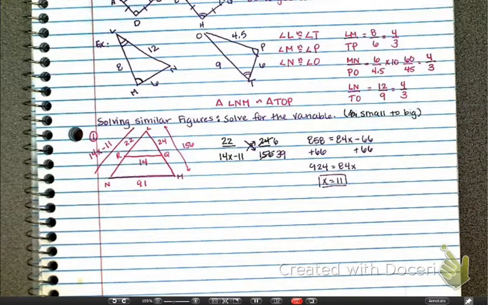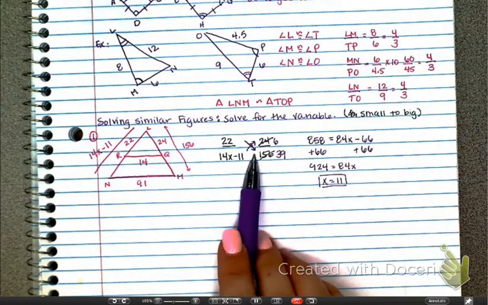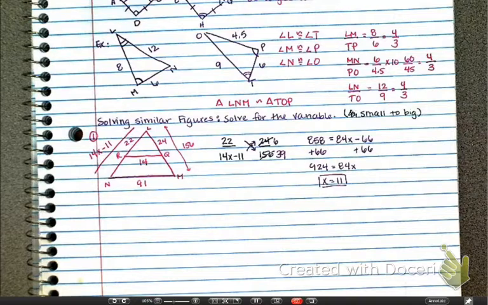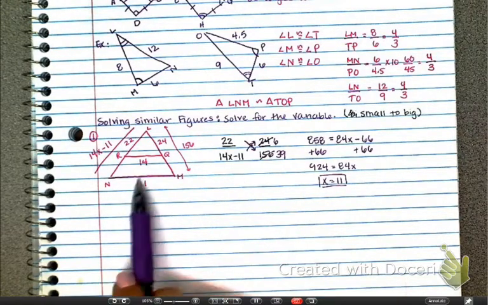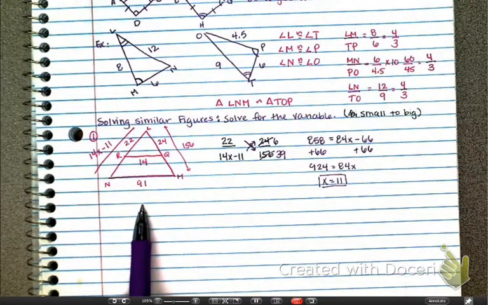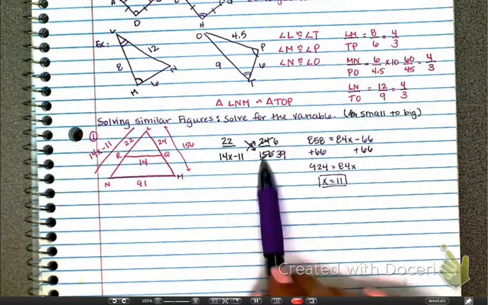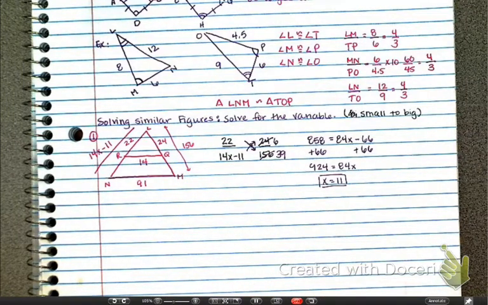Yeah. Why did you make those two fractions equal to each other? The 22 over 14x minus 11. Because you have to set up a proportion. The side lengths have to be proportional for it to be a similar figure, so we're setting up a proportion so we can solve. I could have used this piece here, this 14 and 91, instead of the 24 and 156, and you're going to get the same answer. I just like to use the same information to keep it less confusing.